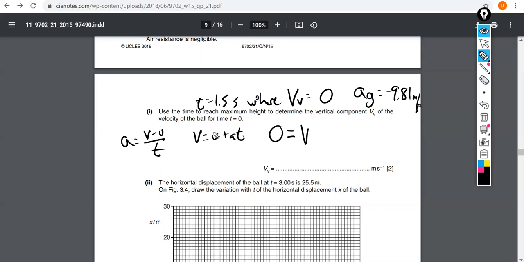Even though in general I'm solving for u, the initial velocity, here they've called it v sub v, so I'll be consistent with that. This v is the actual final velocity at this time. Sometimes we'll say v naught is the velocity at time 0, or u; it's kind of interchangeable. This is the velocity at time 1.5, so v 1.5 is 0. This is what we're solving for.